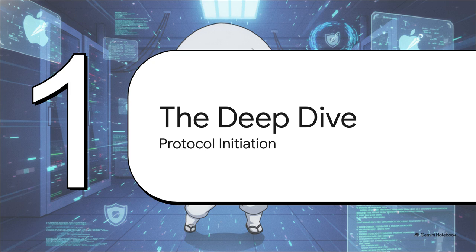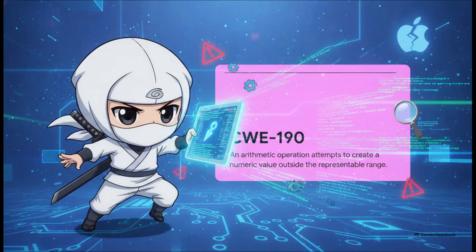Moving right along to Phase 3, the deep dive and protocol initiation. The core weakness driving this whole zero-click nightmare is categorized as a CWE-190. That's an integer overflow or wraparound. Basically, this happens when an arithmetic operation tries to create a numeric value that's just way outside the representable range.